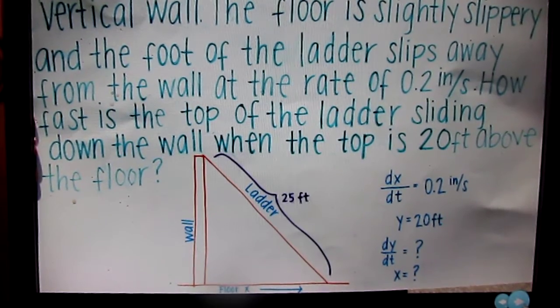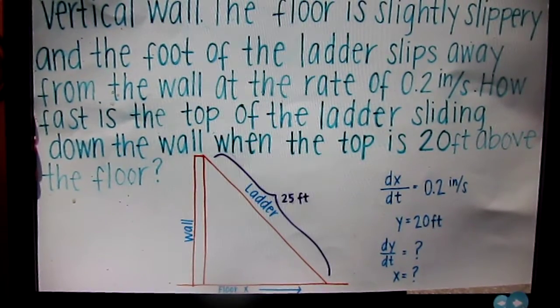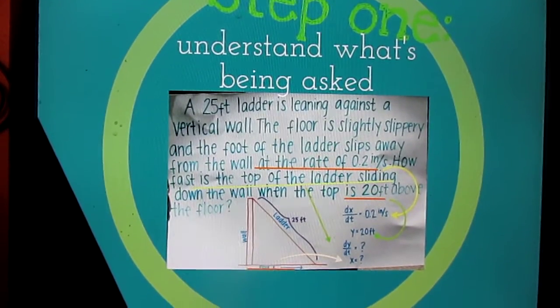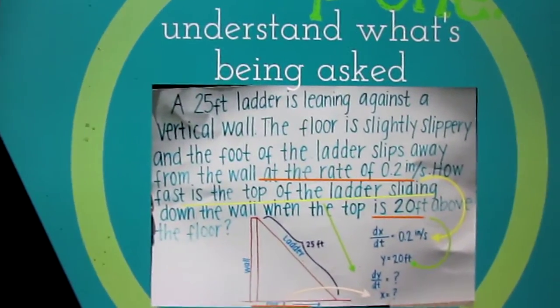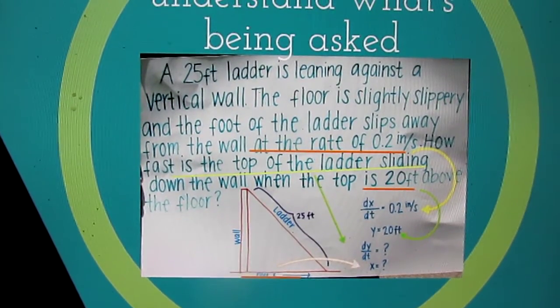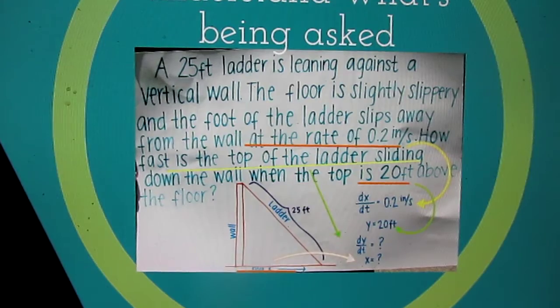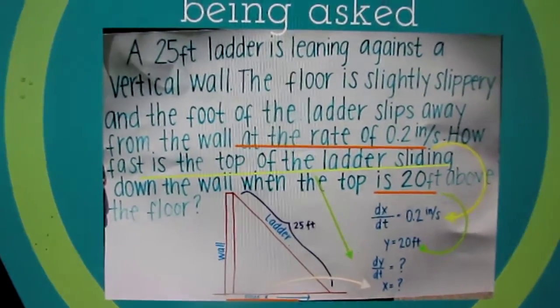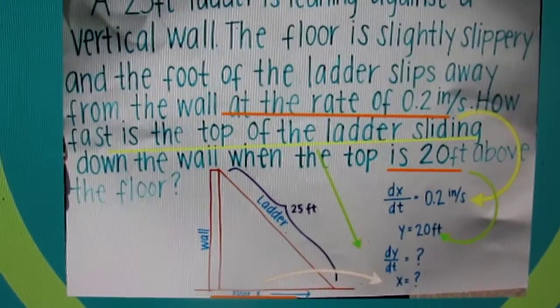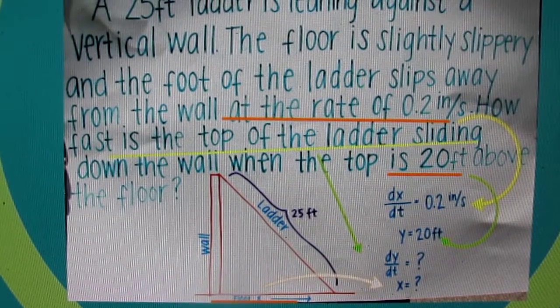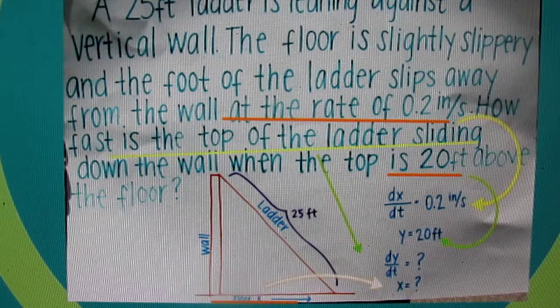Step 1. Understand what's being asked. Read the problem carefully and identify all the quantities that are changing. We are given that the ladder is 25 feet long, it's slipping away from the wall at a rate of 0.2 inches per second, dx/dt, and the top of the ladder will be 20 feet above the floor, y. We want to find the rate at which the ladder is sliding down the wall at the specific height, dy/dt.